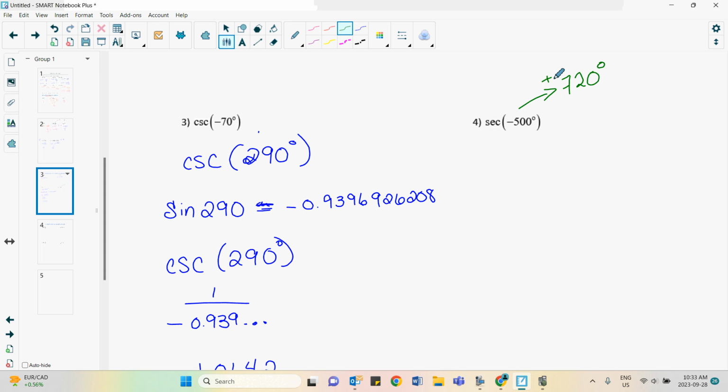I'm going to add 720 to it. How come I'm adding 720? That's 2 full rotations. 360 wasn't enough. 360 still would have left me with a negative angle.